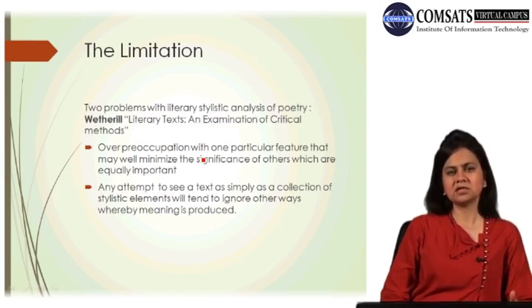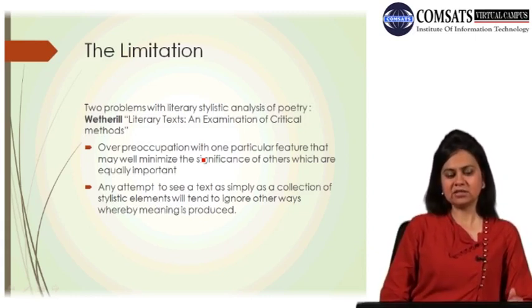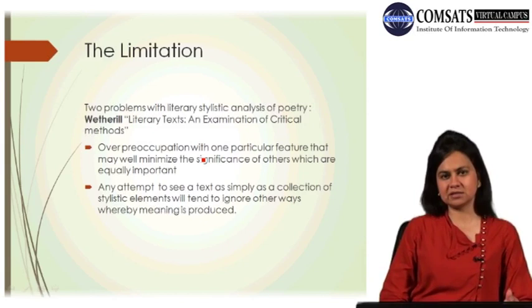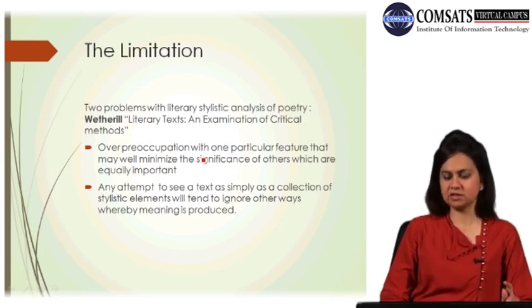Literary stylistics also, just like formalist stylistics, faces criticism on this particular part: that there are two aspects of observing style when the literary stylistician approaches a text. This limitation of literary stylistics has been highlighted by Wetherill. Wetherill says that there are two problems with literary stylistics analysis. One is that there might be over-occupation or extra emphasis on particular features while the literary stylistician analyzes the text, specifically poetry.